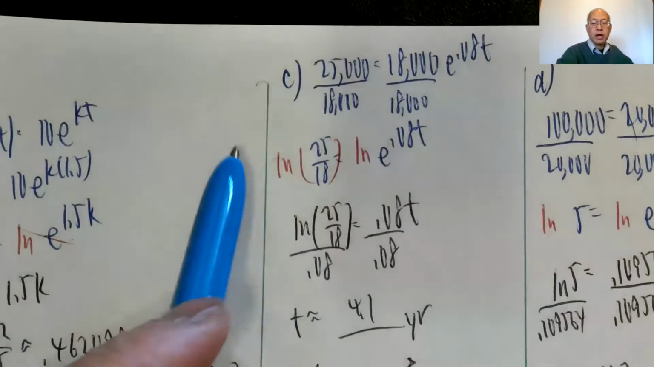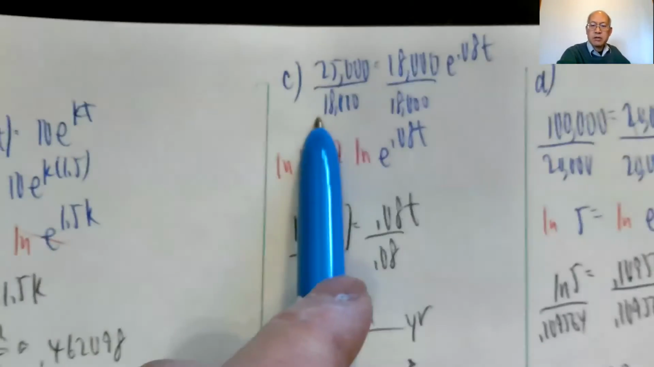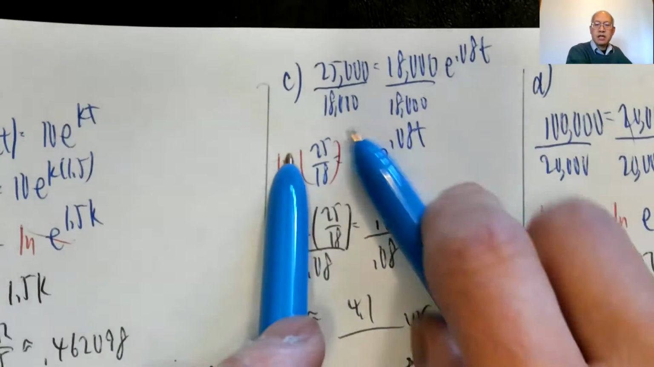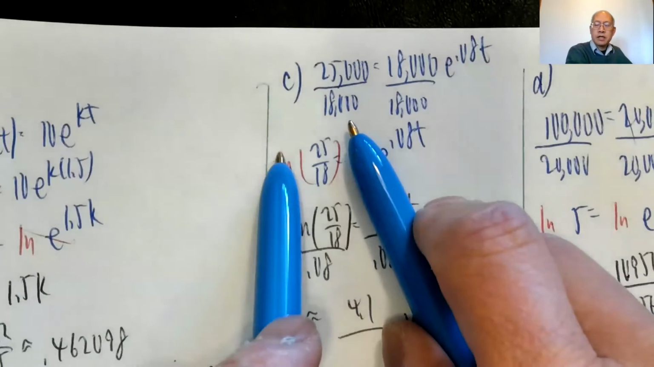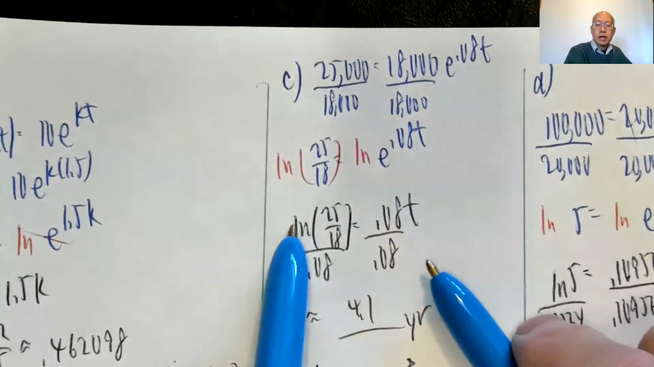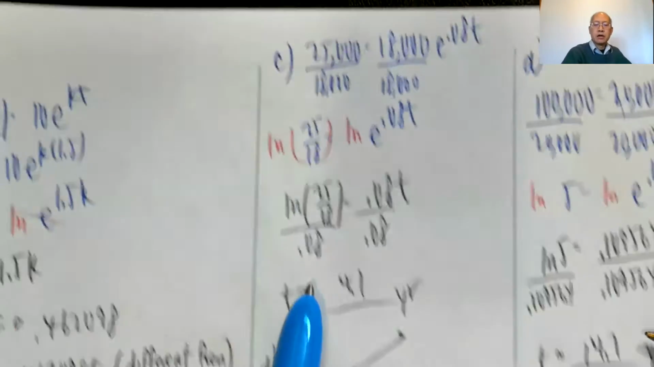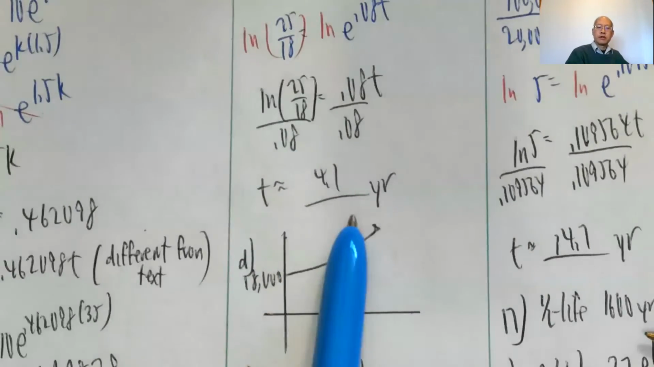Part C, when will we have 25,000 foxes? So plug in 25,000 equals 18,000 e to the 0.08t, divided by 18,000. 25 over 18 equals e to the 0.08t. Take the ln of both sides to cancel. ln of 25/18 equals 0.08t, divided by 0.08. Punch it in your calculator: 4.1 years.